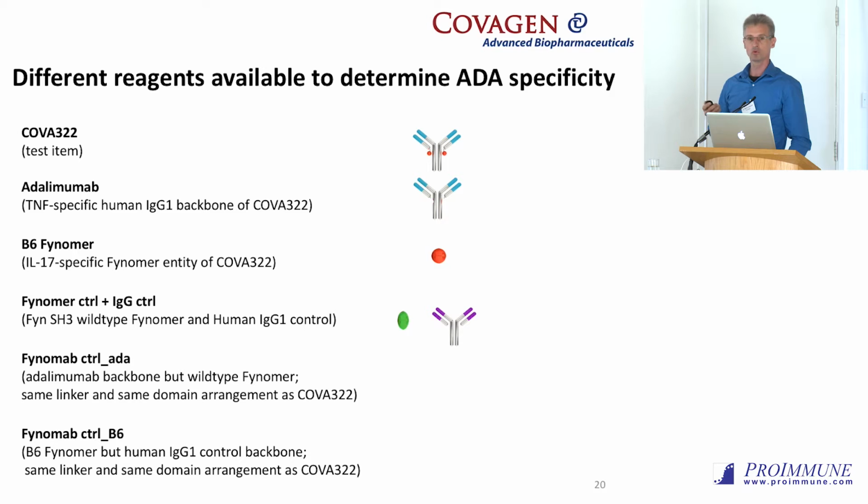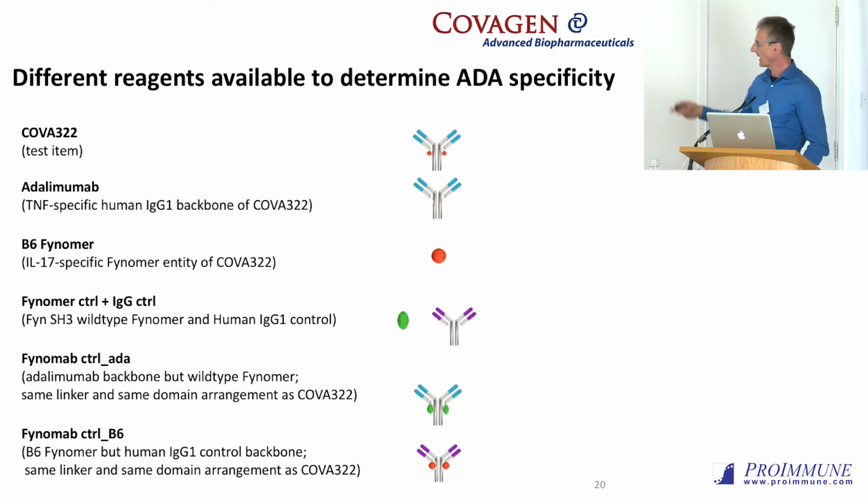And then we have 2 so-called FynomAb controls. One is called FynomAb control adalimumab because it has adalimumab as a backbone, but now it has the wild-type FynomAb, not the specific one. But the domain arrangement and the linker is the same. And the last control is the other way around. It's an irrelevant human IgG backbone, but now the relevant FynomAb.